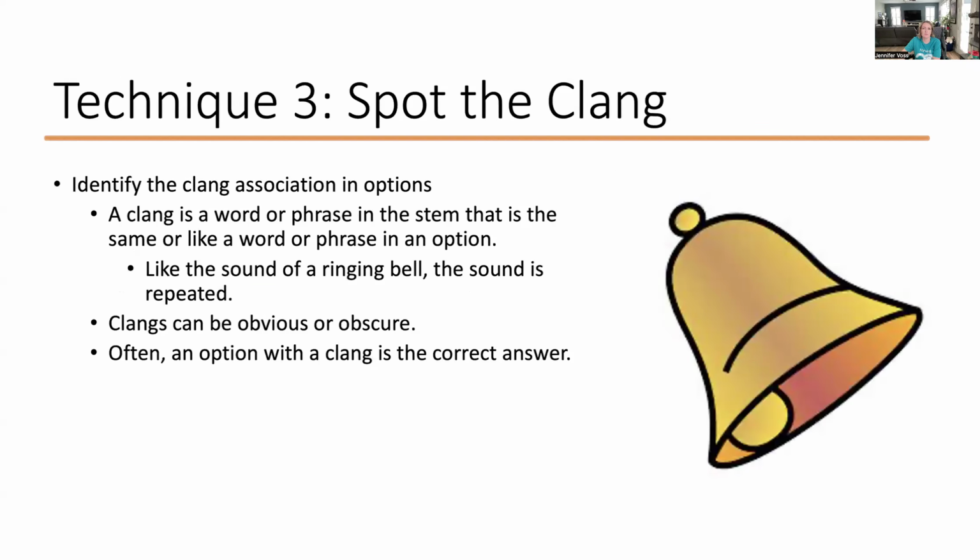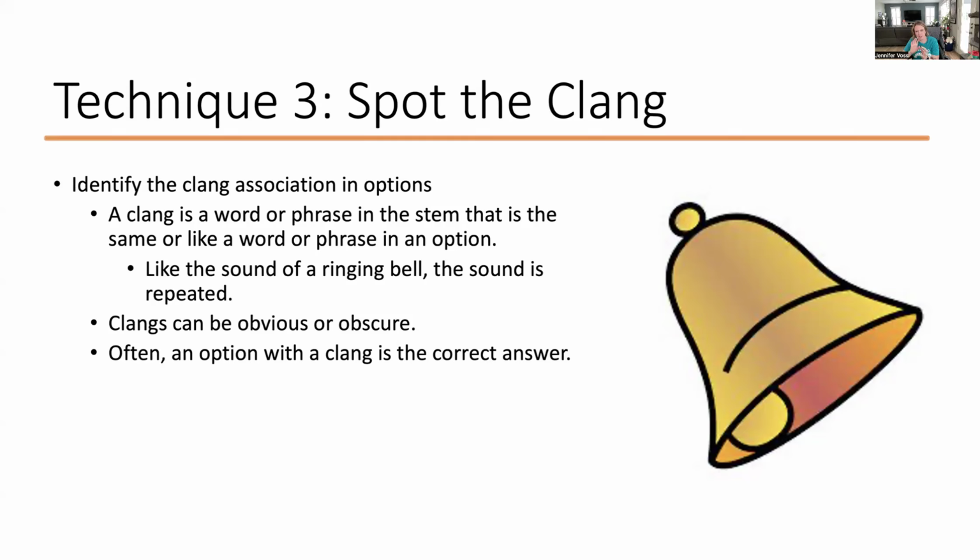All right, technique number 3 is spot the clang. I do feel like the rest of these techniques go a lot faster. Those first 2 have a lot to them. With this one, we're looking for the clang association. A clang is a word or phrase in the stem that we see again in the option, like the sound of a ringing bell, where we hear it again. Clangs can be either obvious or obscure, and oftentimes an option with the clang is the correct answer.